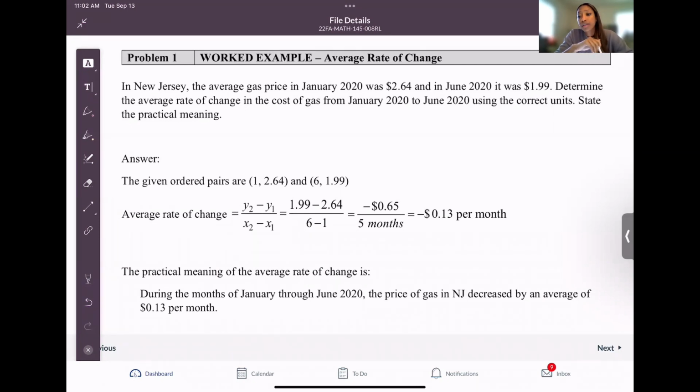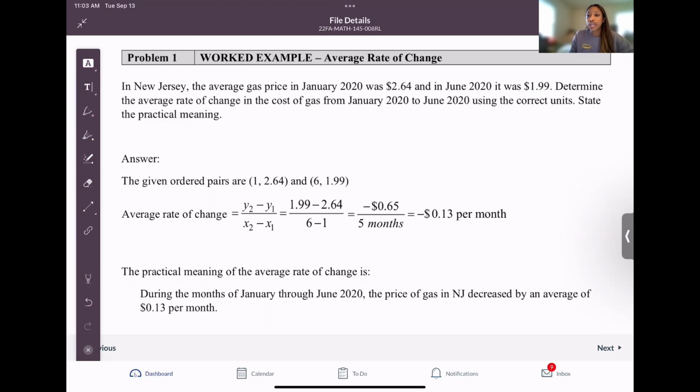When we compute the average rate of change, y2 minus y1 over x2 minus x1, we can see that 1.99 minus 2.64 gives us negative 0.65. So the price of gas went down by 65 cents over how much time? From January to June, that's over those 5 months. Over a 5-month period, we got a decrease of 65 cents. So what is the average rate of change? If we divide negative 0.65 by 5, that gives us negative $0.13 per month.